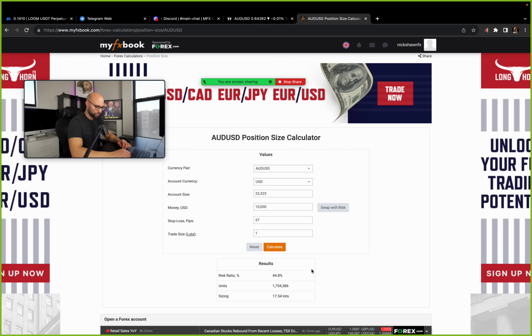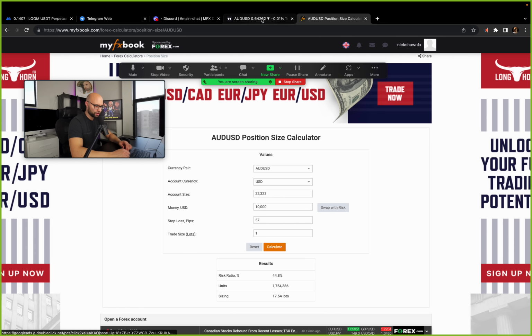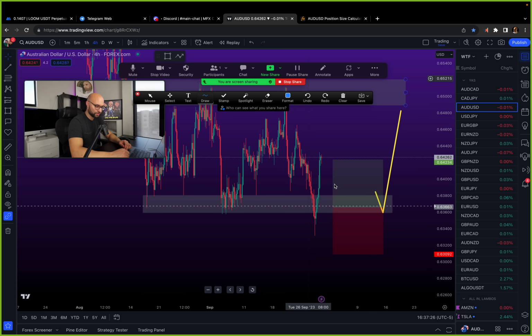So what does this mean? This just means that if I buy AUD/USD with a 17.5 lot size, and I close the trade at a 57 pip loss, I will lose about $10,000. It also means that if it does in fact bounce at this zone, so it comes down here, starts to bounce and then goes up, I will make a $10,000 profit. And that's if I don't even add to the trade. The worst case scenario is I lose 10,000.